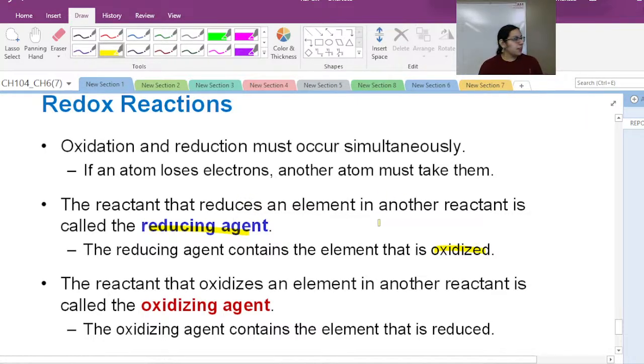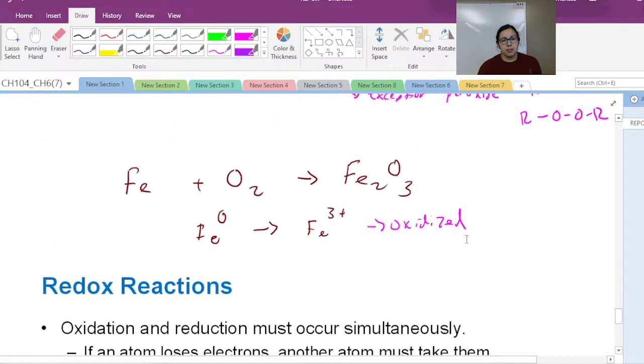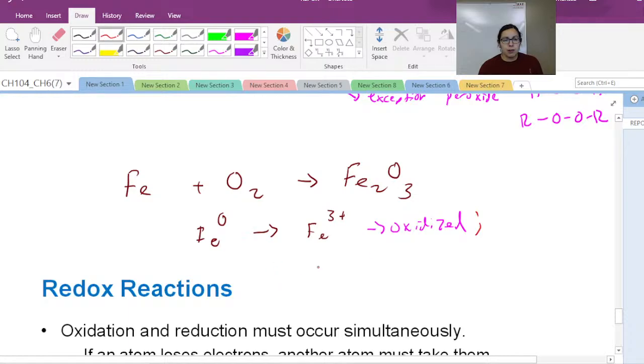So it's supplying the electrons, and that's another way to think about it. It supplies electrons. Again, it's probably the metal, so that's your other hint. So now we're going to call iron our reducing agent.